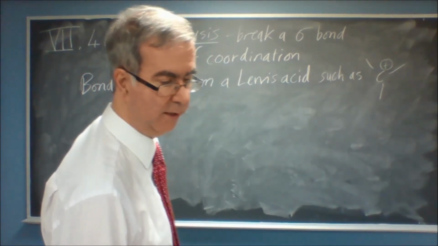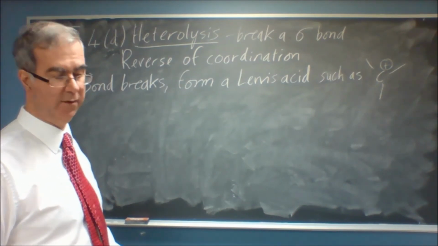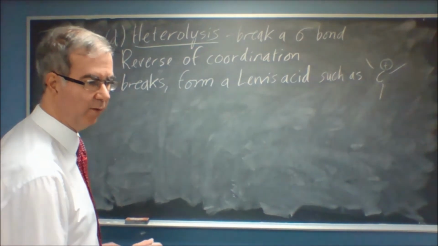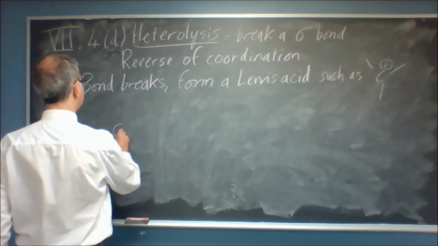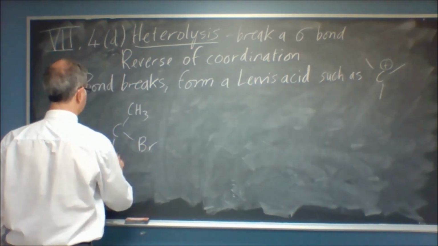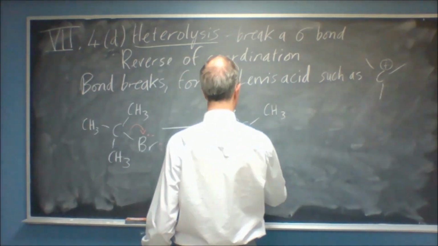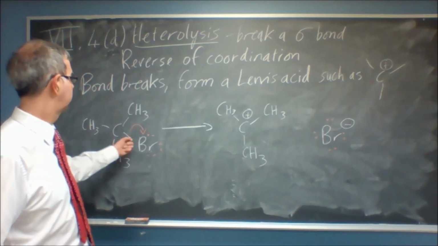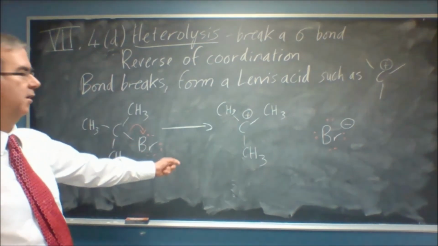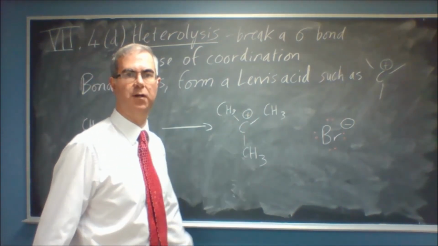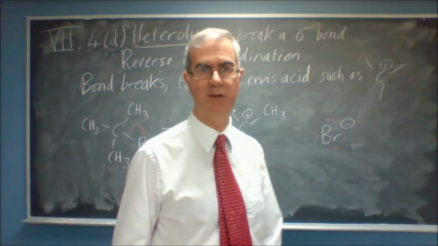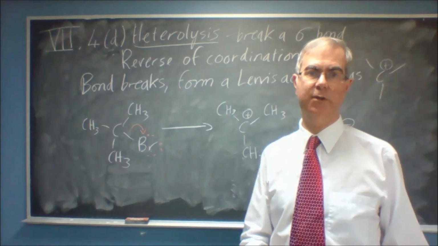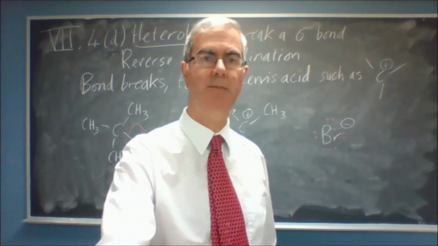So an example might be the first step of an SN1, at least with an alkyl halide, where we have a leaving group already on. And so there's a typical example. Bond breaks, and we form a carbocation. In this case, the leaving group is Br minus. Okay, so next I want to cover the elimination processes.